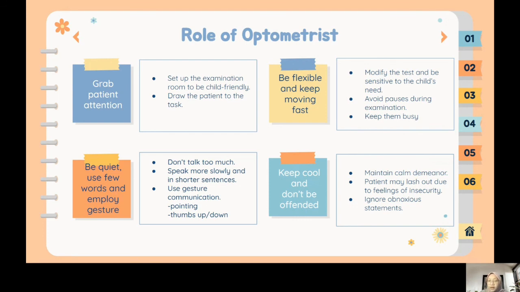The last point is to keep calm and don't be offended. As an optometrist, self-control is important. We must maintain a calm demeanor even when the patient is upset. Understand that as a defensive measure, patients may lash out due to feelings of insecurity. The child may be trying to provoke you. What you have to do is just ignore obnoxious statements and stay on task.